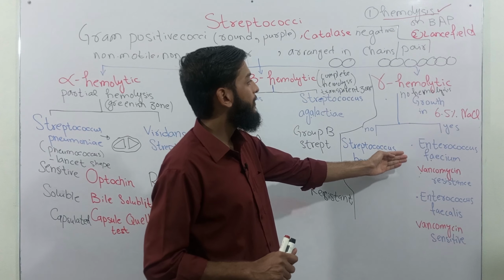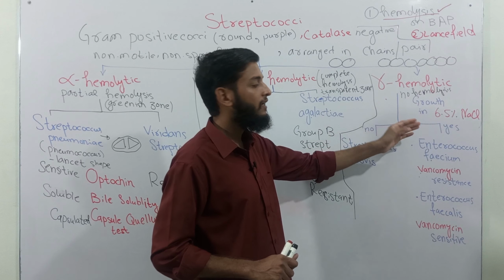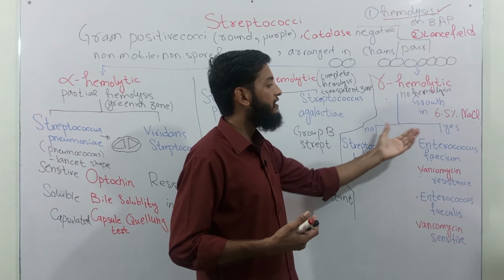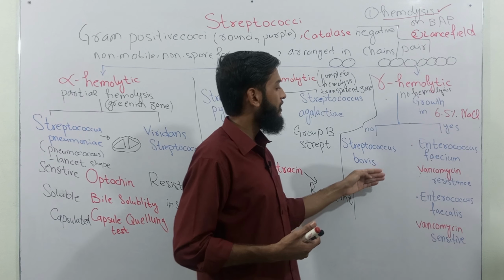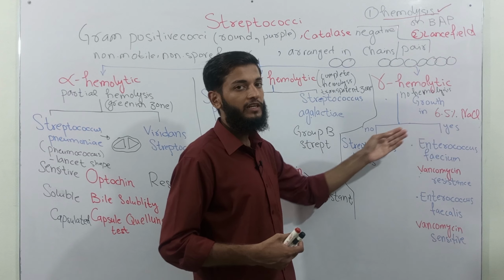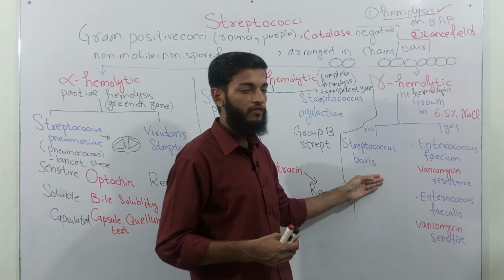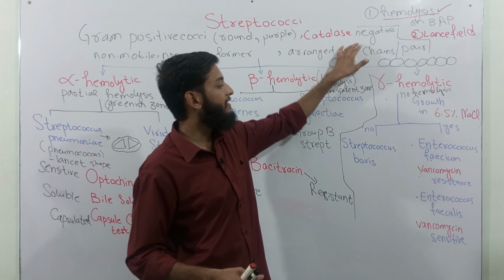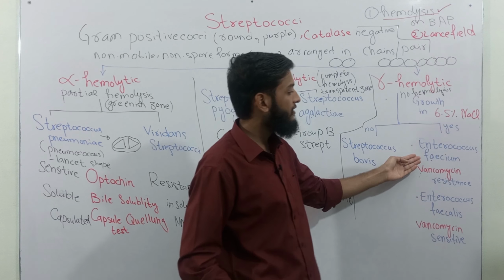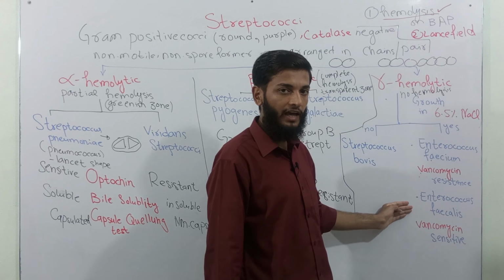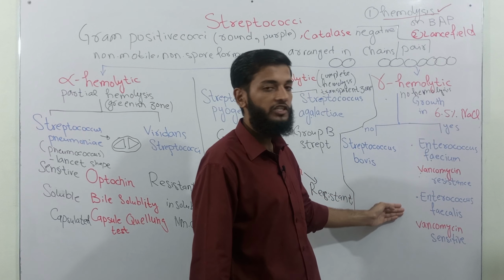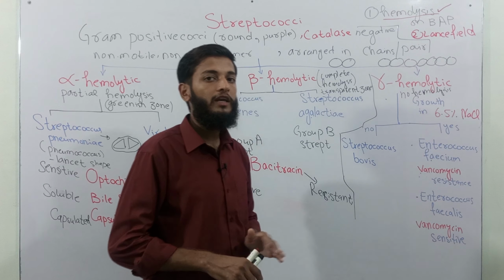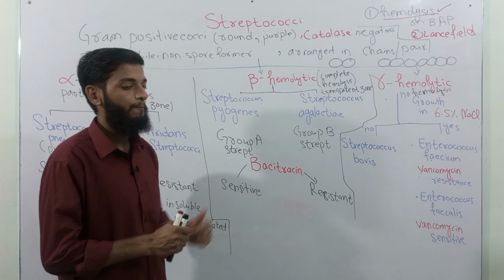So in short, gamma hemolytic is no hemolysis. Depending on whether bacteria grow in the presence of 6.5% NaCl, two groups are formed. No growth on 6.5% NaCl: these bacteria are Streptococcus bovis, which produces gamma hemolysis. They are gram-positive cocci and catalase negative. Another group is Enterococcus faecium and Enterococcus faecalis. These two are differentiated on the basis of vancomycin, and Enterococci are now classified separately from these Streptococci.